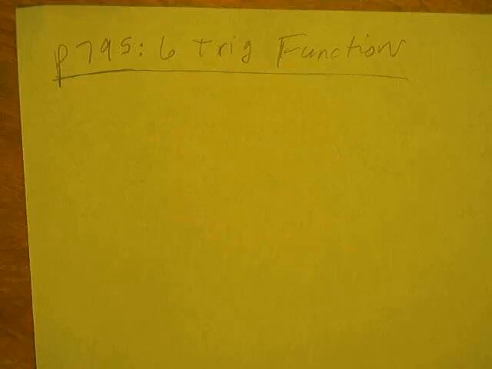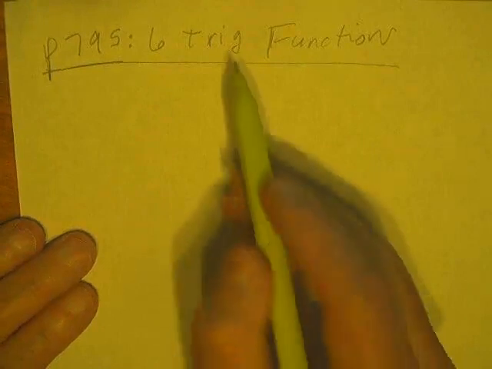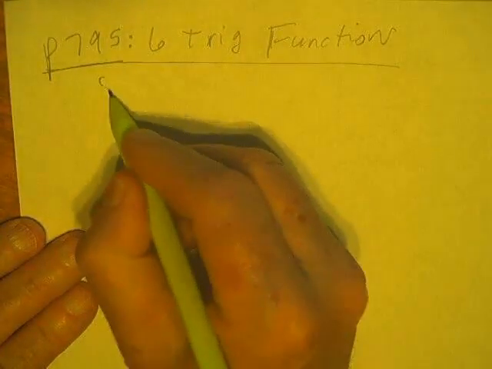Here we are on page 695, the first of two trig chapters in our book. These are chapters 12 and 13. You probably wonder why we skipped chapter 11. Well, it's statistics, so we don't do that in this class. But we are going to do the 6 trig functions.